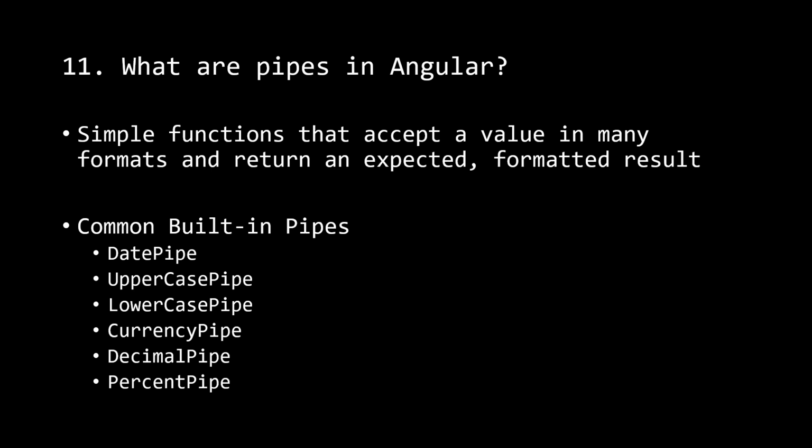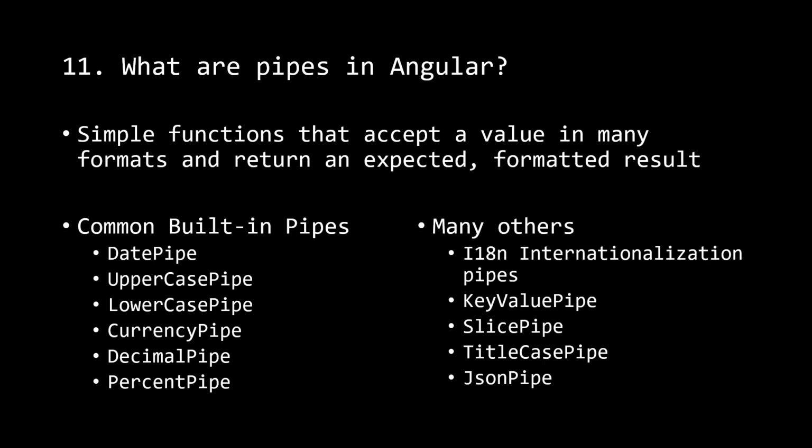Date pipe for formatting a date to the current locale rules. Uppercase pipe to transform a string into uppercase. The lowercase pipe to transform a string into lowercase. The currency pipe, which will transform a number into a currency string for locale rules. The decimal pipe, which will transform a number into a string with a decimal point, also formatted to locale rules. The percent pipe, which will transform a number into a percentage string per locale rules.